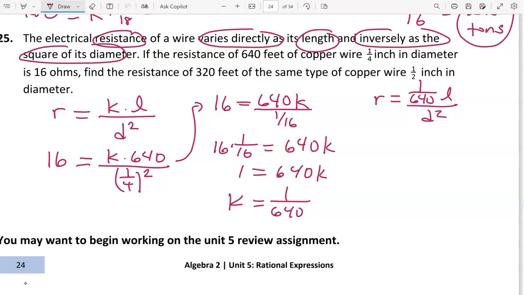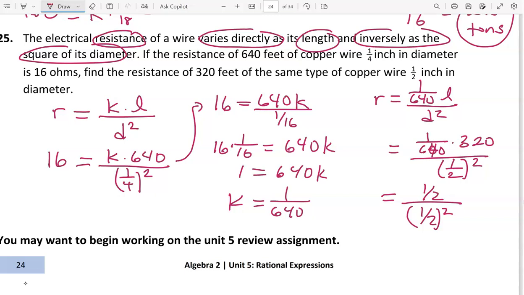And then we are finding the resistance of 320 feet. So that would be the value of L, and a 1/2 inch in diameter. So half gets squared. All right, let's do the computations. 1 over 640 times 320 is a 1/2. So a 1/2 divided by a 1/2 squared. So that's going to be equal to a 1/2 divided by a 1/4, which is a 1/2 times the reciprocal, and that's going to give us a result of 2 and that's going to be measured in ohms.